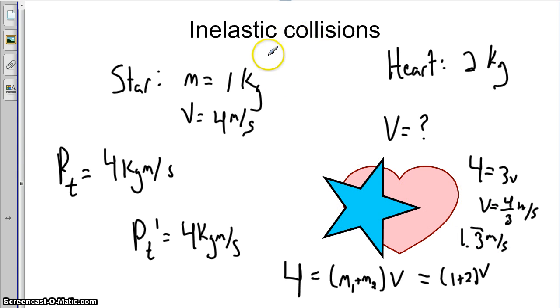So in an inelastic collision, these two objects will stick together. And we can do two-dimensional problems, which we'll probably do tomorrow, and one-dimensional problems, looking at them in an inelastic way.